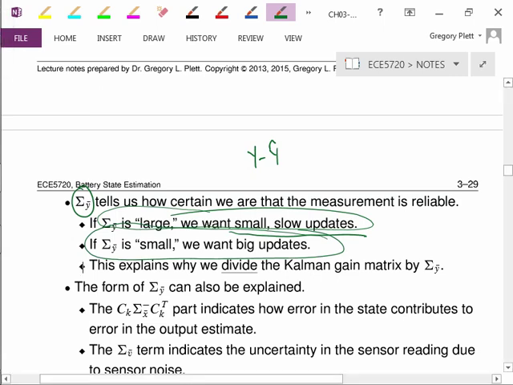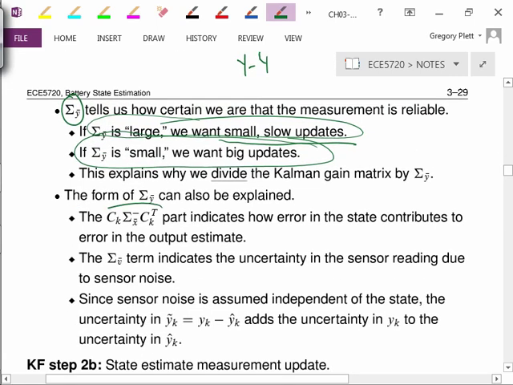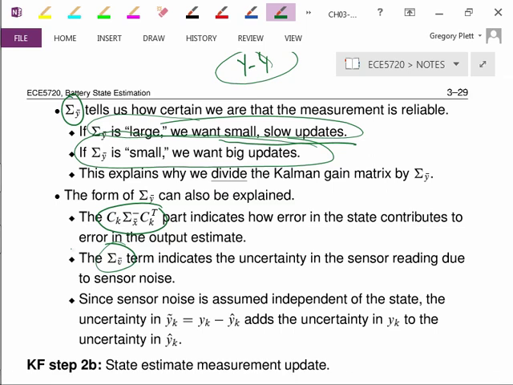And the form of sigma y says I've got this part, which is how the prediction error contributes to error in the output estimate. So if I've got a lot of state prediction error, I can't necessarily be too sure whether the output error is due to a bad state or a sensor noise, so I'm a little bit more cautious. Or if my sensor noise itself is large, then I also need to be cautious with my update. Hopefully that's helpful.